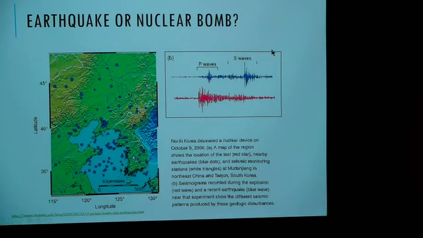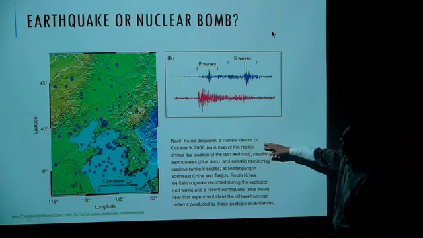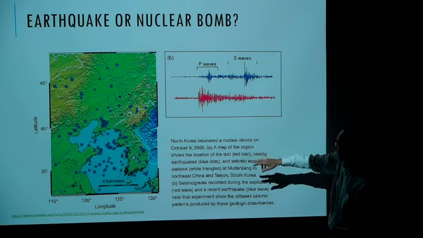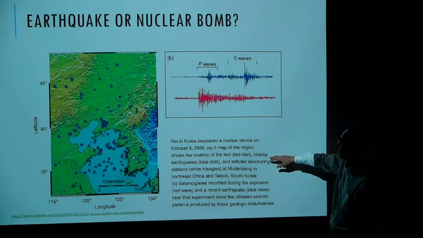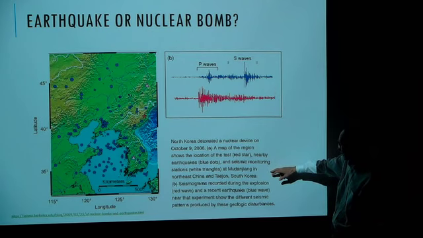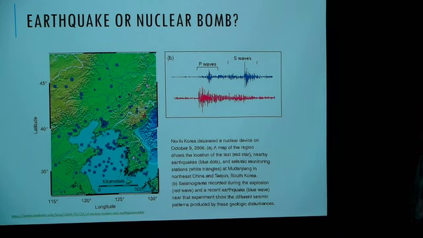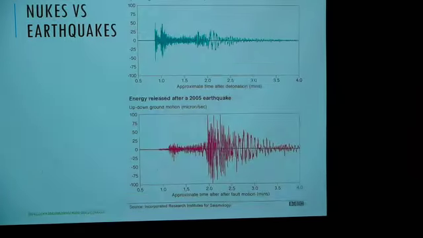Here's a good one. Earthquake or nuclear bomb. Okay, both form body waves, and you can see an example here comparing an earthquake with P and S waves versus a nuclear bomb. North Korea detonated a nuclear device in 2006. A map of the region shows the location of the test, red star, nearby earthquakes, blue dots, and seismic monitoring stations, white triangles, in northeast China. Seismograms recorded during the explosion versus recent earthquakes. So we can tell nuclear bombs versus earthquakes, which is good.